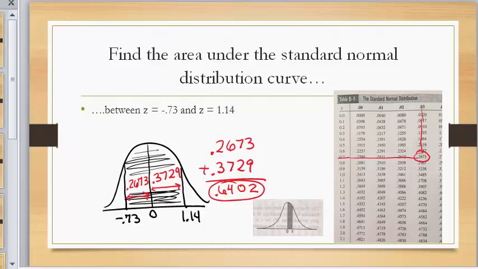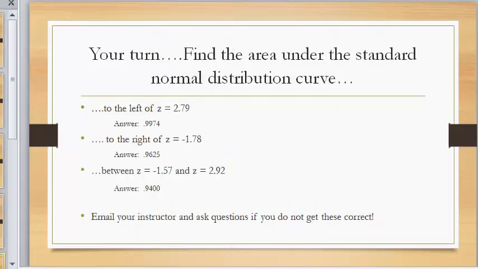So now it's your turn. I've given you 3 problems on the screen that I want you to try. You have the answers listed so that you'll know if you get them correct or not. For each of the 3 problems, draw a curve, shade the appropriate area, look up your area and decide, do you need to add 0.5? Do you need to add the areas together? How do you want to approach finding your final solution? If you work the problems and you don't understand, or you're not getting the correct answer, or you have questions, please let me know by email and I will give you a further explanation.